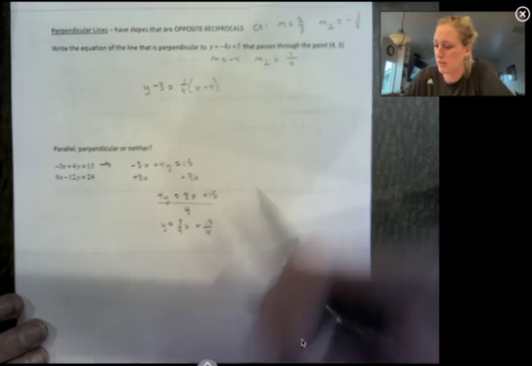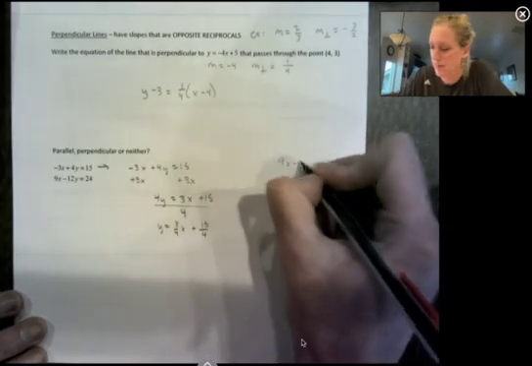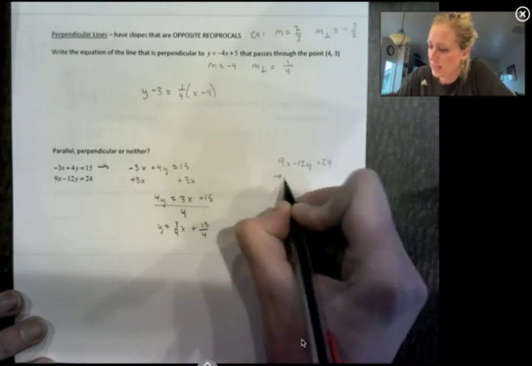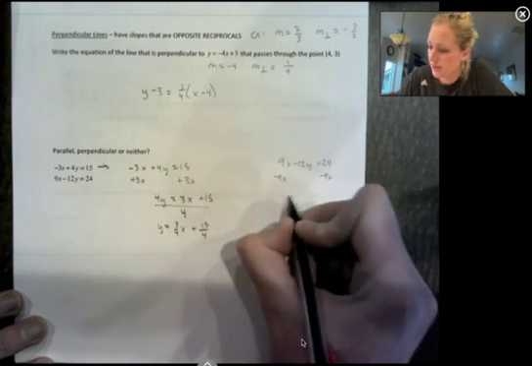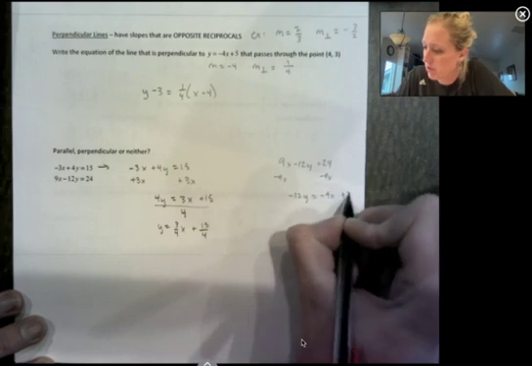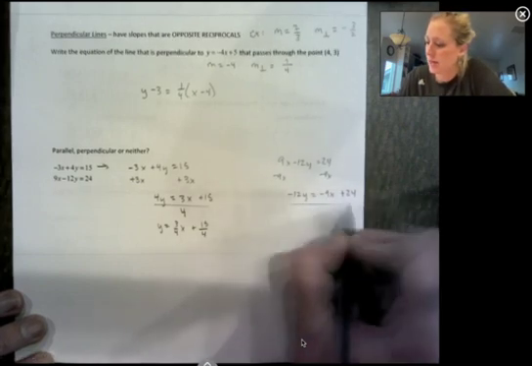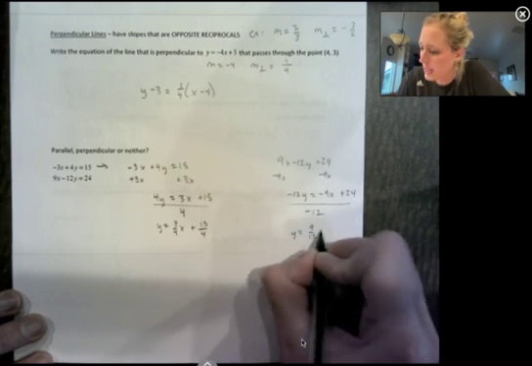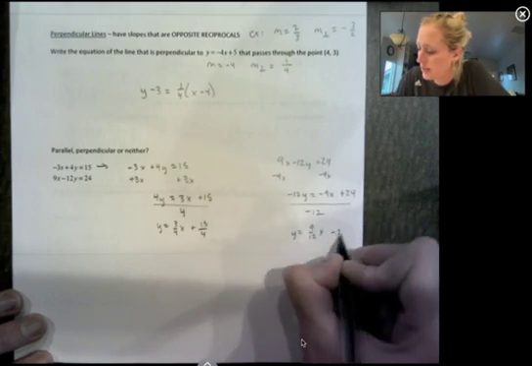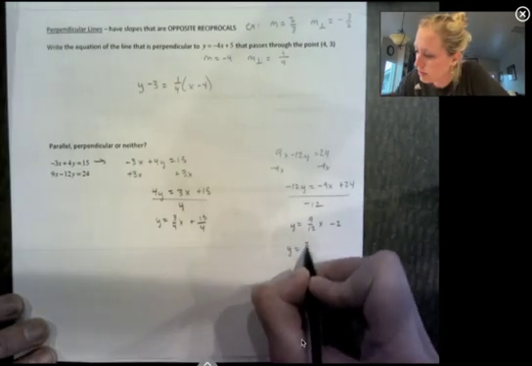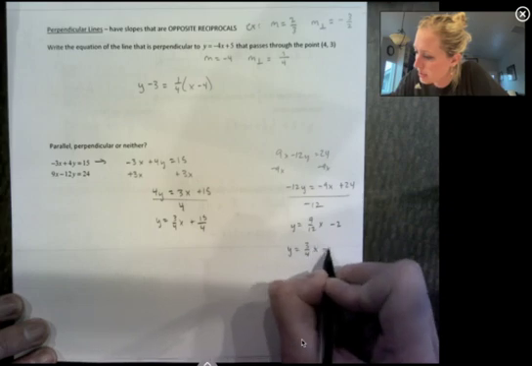We're going to do exactly the same thing on the second one. So I have 9x minus 12y equals 24. Subtract 9x. So I have -12y equals -9x plus 24. Divide everything by -12. So I get y equals positive 9/12 x minus 2. And then I can reduce both of those by dividing by 3. So I've got y equals 3/4 x minus 2.